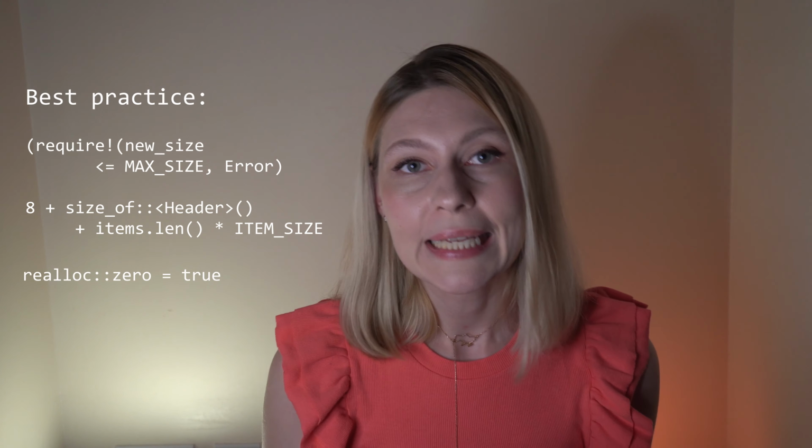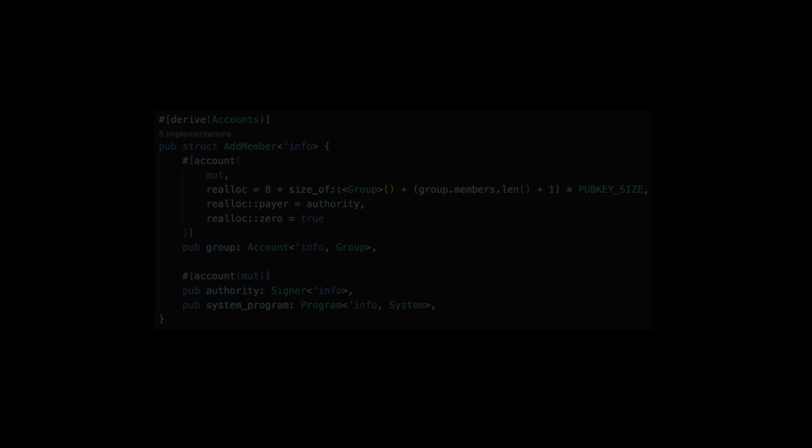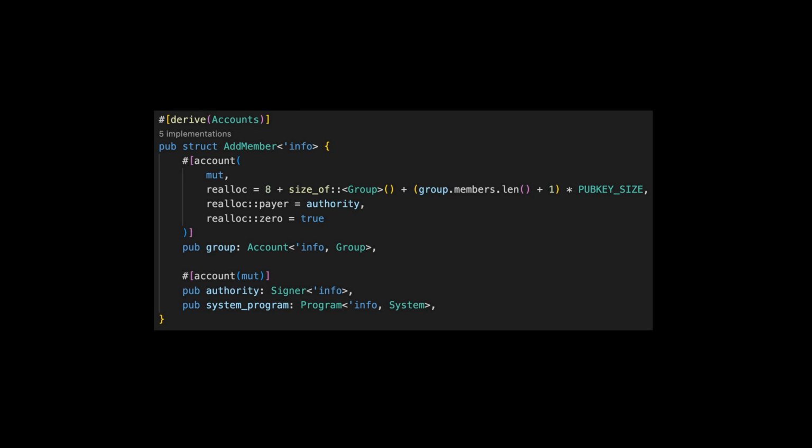Best practice is to always validate the new size and pre-calculate the required size for padding. If reducing size, be careful with truncated state and index out-of-bounds errors. Use realloc::zero = true if you want to avoid leaving junk data in the new space. This ensures the group account is resized to hold one more member, the authority pays for increased rent, and new bytes are zeroed to avoid garbage data.